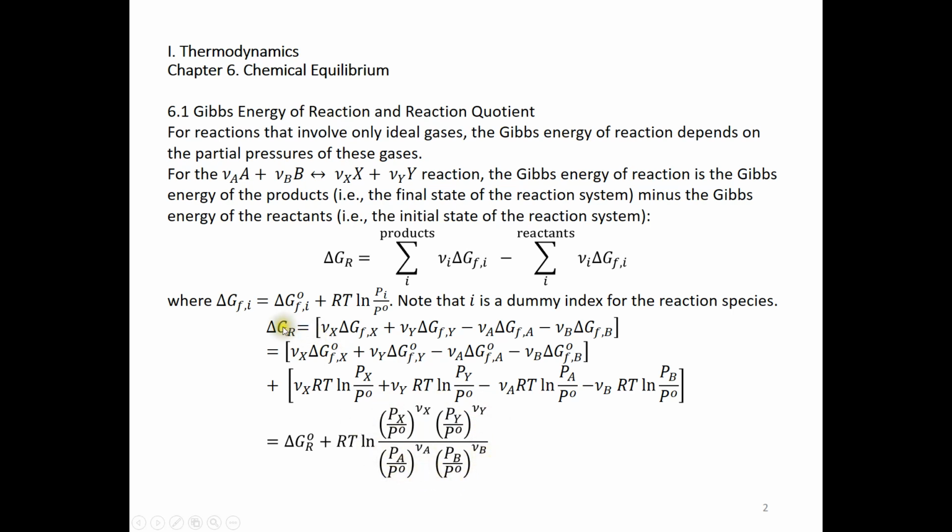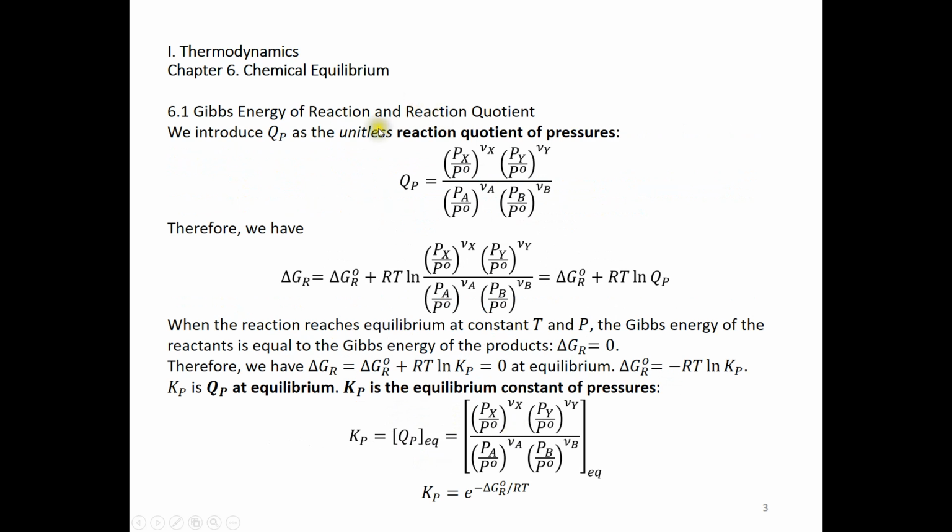So really, the Gibbs energy of reaction is equal to the standard Gibbs energy of reaction plus some correction based on the partial pressures of X, Y, and A and B. Now introduce a concept, reaction quotient of pressures in this section. Q sub P is the reaction quotient of pressures.